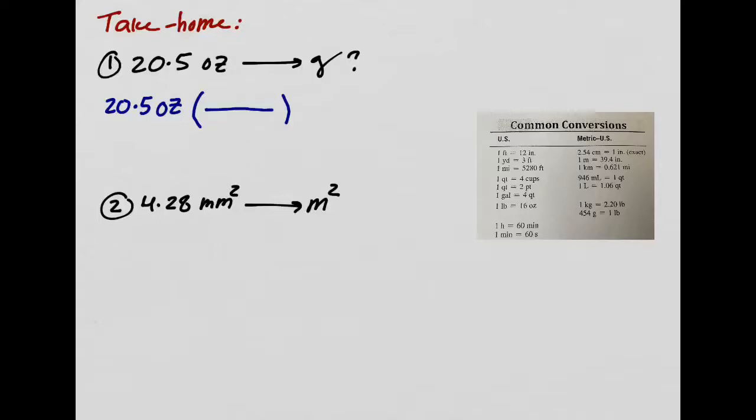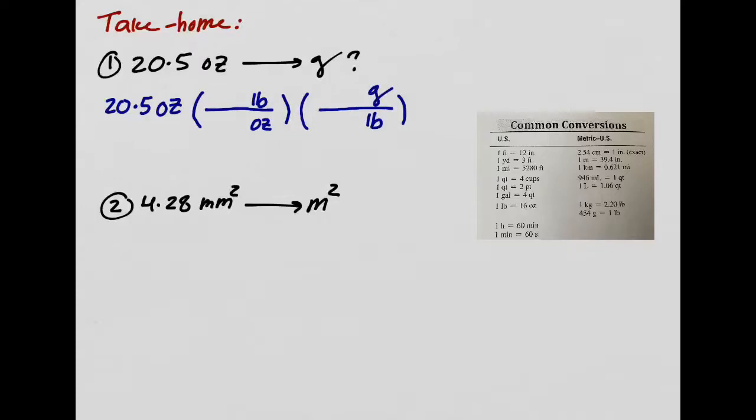Okay? Now what could I do? Well, I could go from ounces to pounds, and then I can go from pounds to grams. So sometimes you can't find the direct conversion. If you can't find the direct conversion, that's okay. You can still be creative and do it. All right. So I can go from ounces to pounds, and then from pounds to gram.